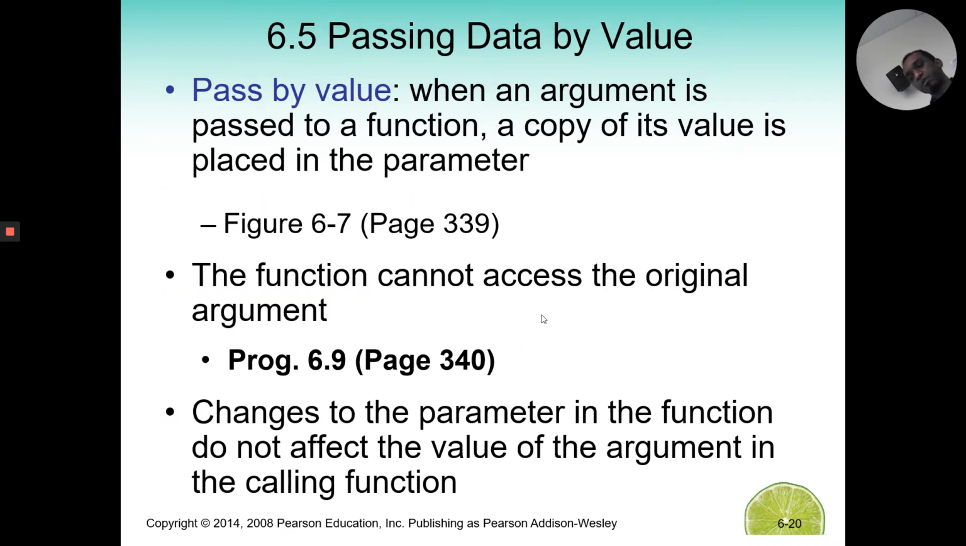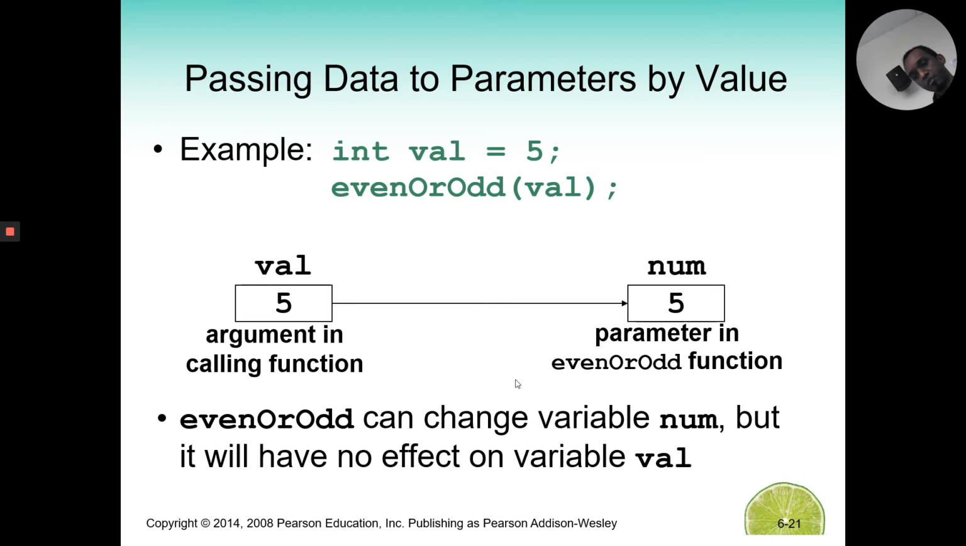Pass by value: when an argument is passed to a function, a copy of its value is placed in the parameter, and the function cannot access the original argument. Changes to the parameter in the function do not affect the value of the argument in the calling function. Passing data to a parameter by value: you have an int value, and then even or odd, and you pass that value in here. So there is an argument in the calling function, and then the num parameter in the even odd function. This can change the variable num, but it will have no effect on the variable in the caller.